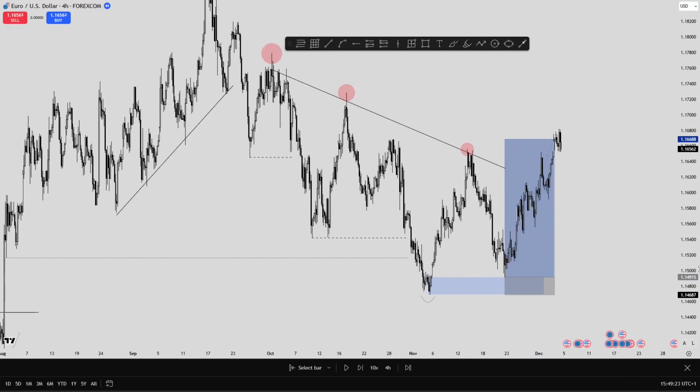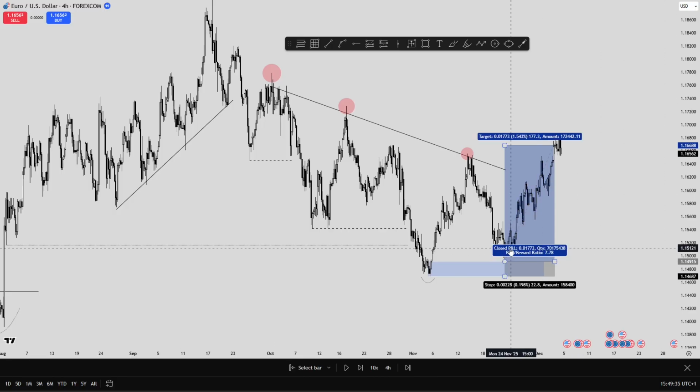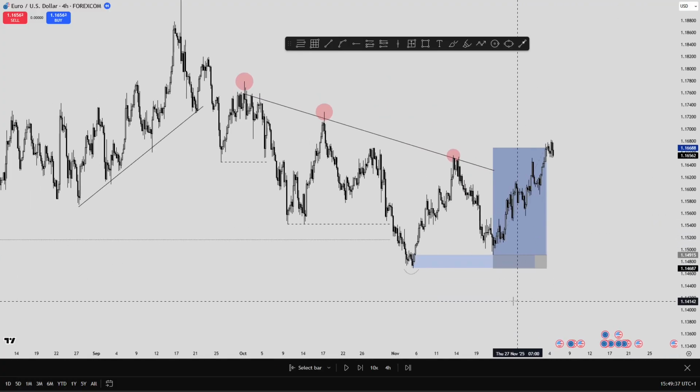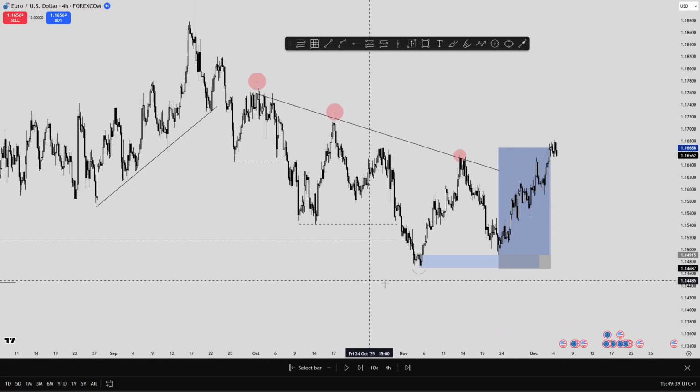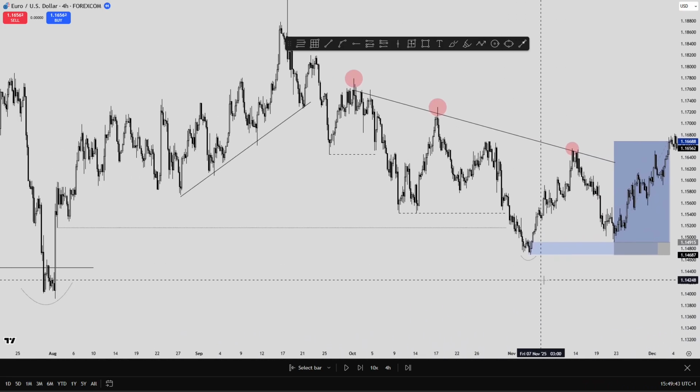So I hope you guys understand this setup. If not, you can of course comment. I can always make a new video or maybe do a one-on-one call. We will see. But hopefully you understand, because the concept is pretty simple. It's just purely based on liquidity.